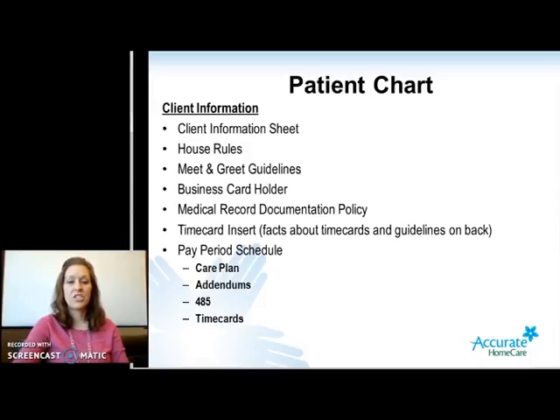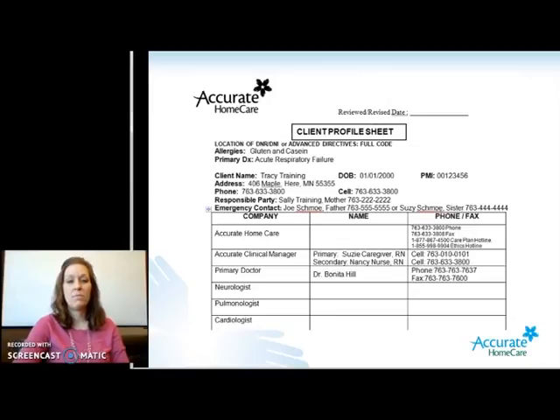So it's arranged into 5 sections. The first section is the client information section, and so we're going to go into explanation of each of these components. Front page of the chart should be this client profile sheet. This is an important place for you to be able to find your patient's contact information.